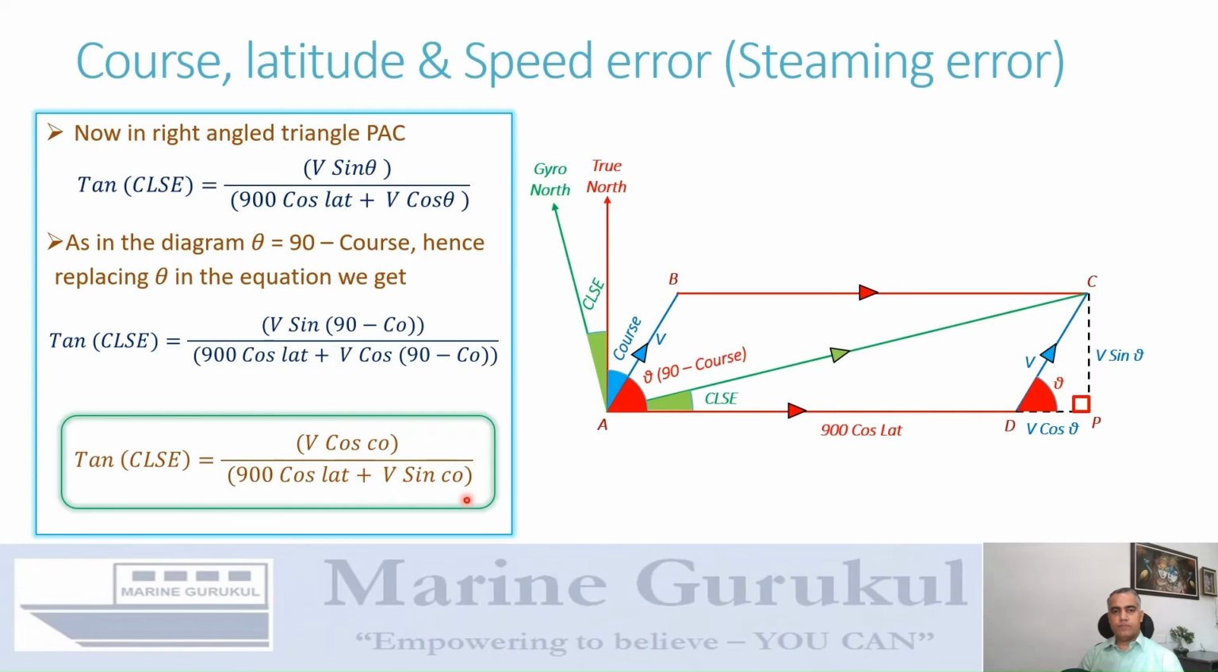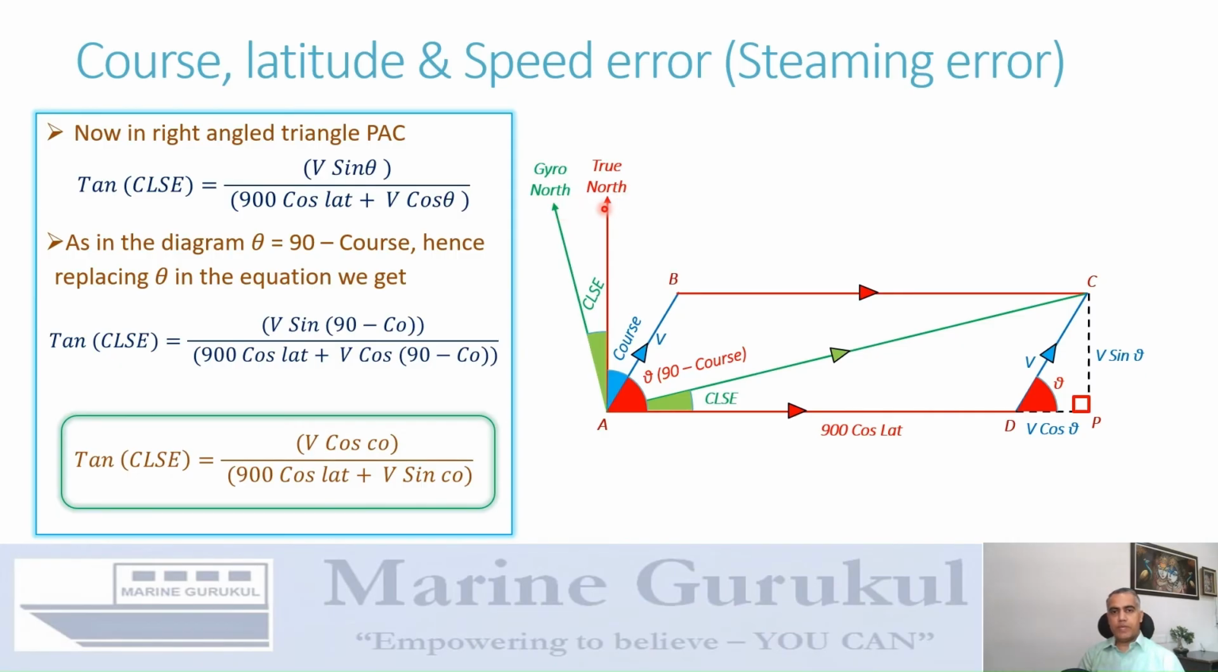So this is the formula for course latitude and speed error, also known as steaming error, when the vessel is moving in the northeasterly quadrant. Also, you can see that the error which is generated in this particular case is westerly error. The gyro error is west, or the CLSE is west, because the gyro north is towards the west of the true north.